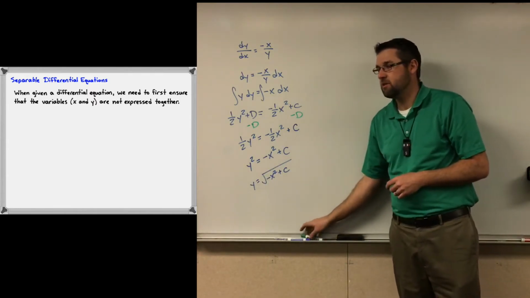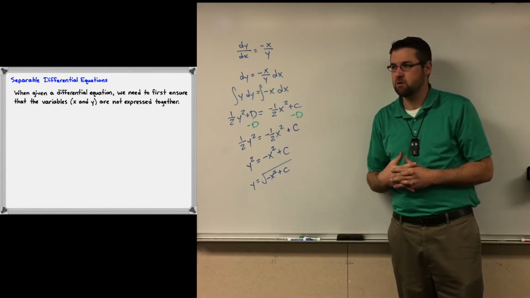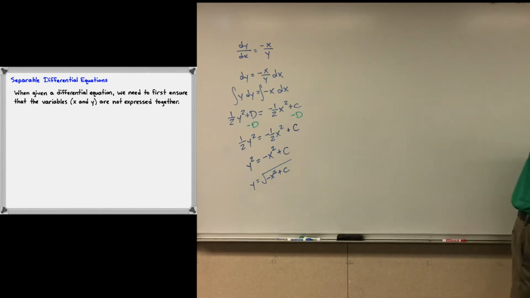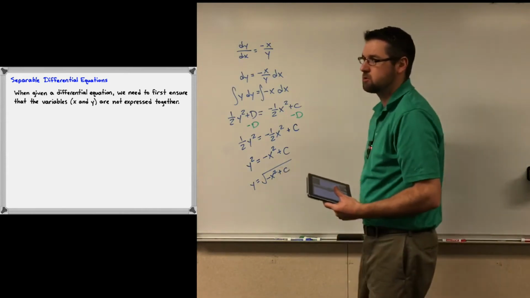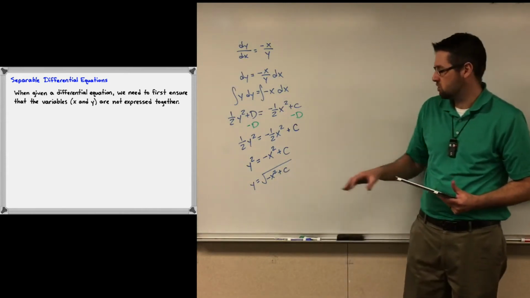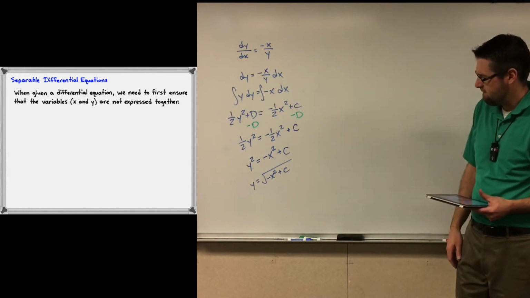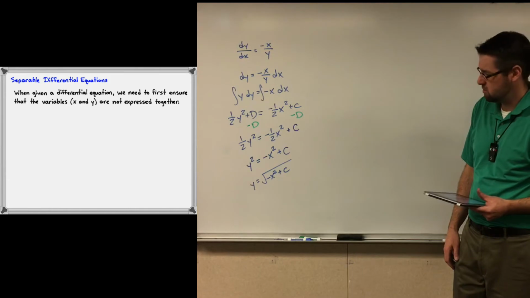Now, this is what kind of answer? What's the term for it? General solution, because it's got the plus c. But what would you need for the particular solution? You need an initial condition. So this tells us it's what kind of graph? It's a circle? Is that right? Yeah, seems reasonable.